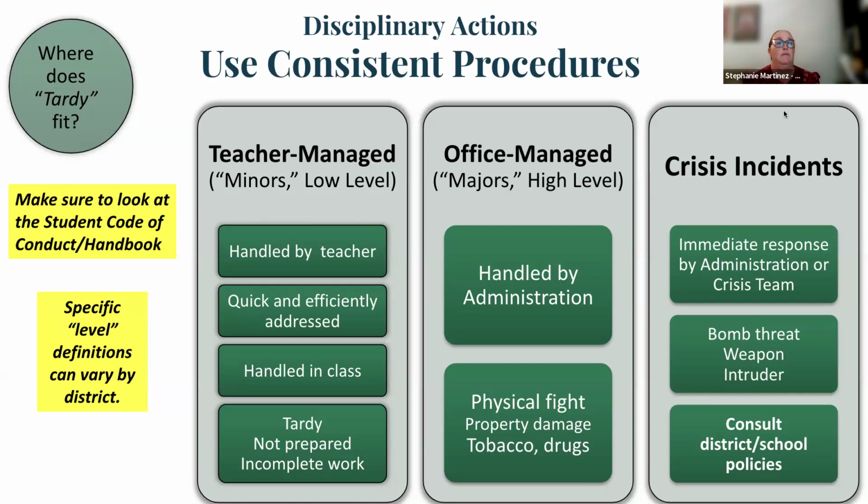Then we have that last column called crisis incidents. I like to think about that as something that requires an immediate response by administration, not we'll get there when we can, or we'll be there in five minutes. No, it's something where the principal or AP needs to be down here immediately. There may be situations like disruption where it's teacher managed, office managed, or a crisis situation where the student is escalated to a point where we have to have them removed immediately and it's a safety concern. So those are things that we want to decide. We may have three different definitions for one behavior, depending upon who handles it.